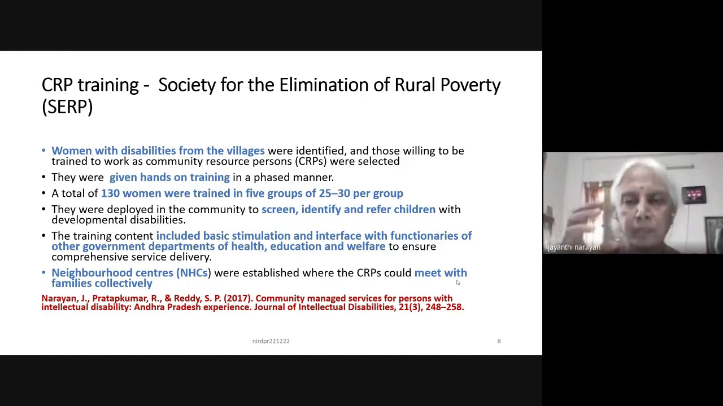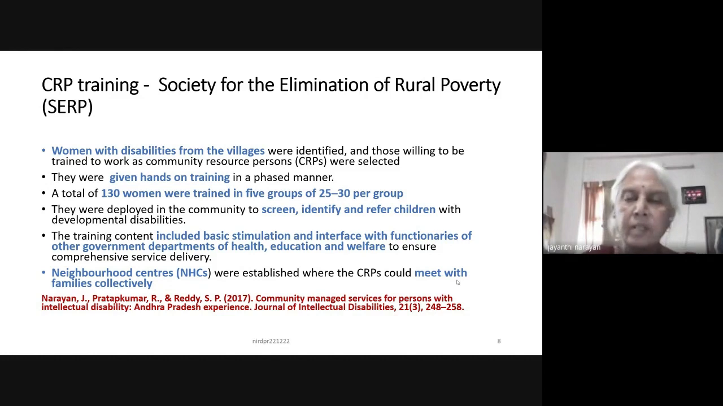SERP has a division for disabilities, and therefore we decided, I was a consultant with them after I completed with my National Institute for the Empowerment of Persons with Intellectual Disabilities. We decided that we will train the local people, because people trained in urban areas tend to settle down in urban areas. They don't tend to go back to the rural areas and work. And therefore, we said we will train community resource persons. And the second point we kept in mind is that this person is going to be himself or herself disabled. So many of them later told us after the training was over that we were shunned in a corner and they all thought we are burdens.